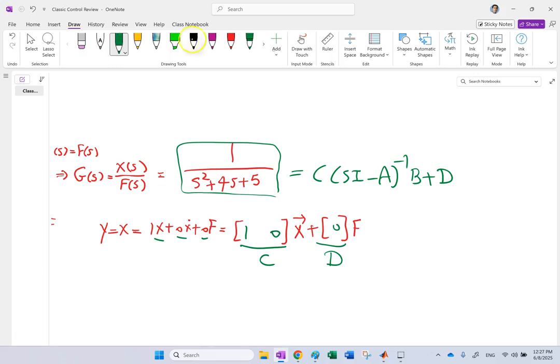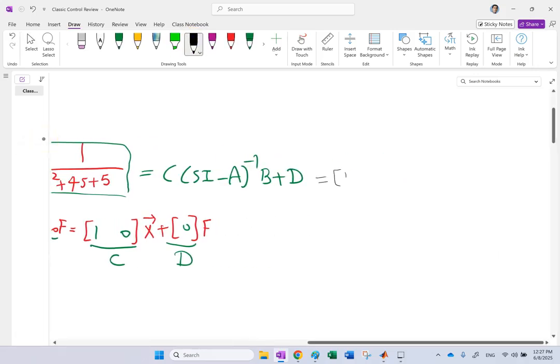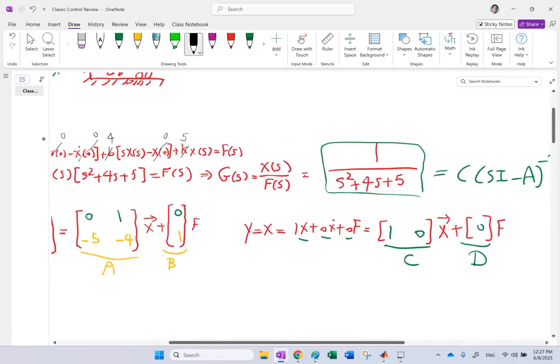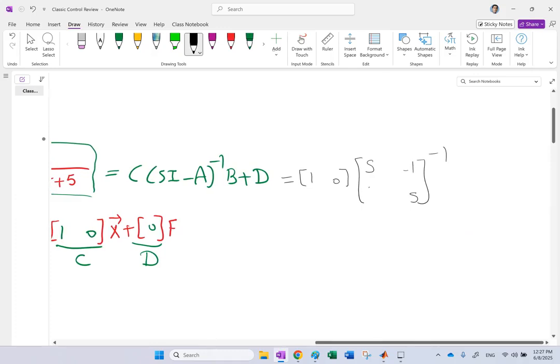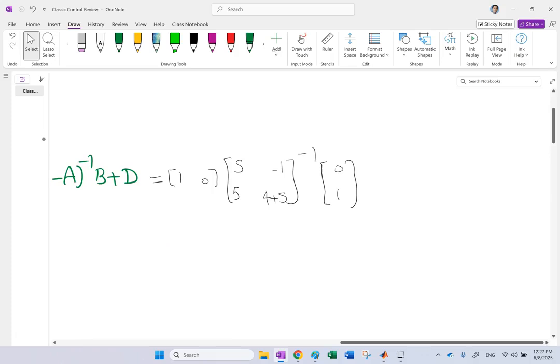Well, let's do that. In this case, D is 0, so I don't need it. So if I plug in, C is just 1 and 0, sI minus A has s on the diagonal and everywhere else negative elements of A. So it is going to be 0, 1, negative 5, negative 4. So this is what you are going to get. And then this is times B. And in this case, B was 0 and 1. Correct? Look, that's B. So if I calculate this, I should get the same transfer function.